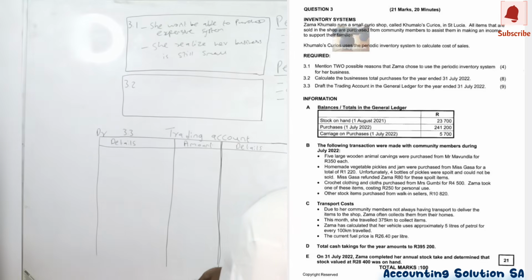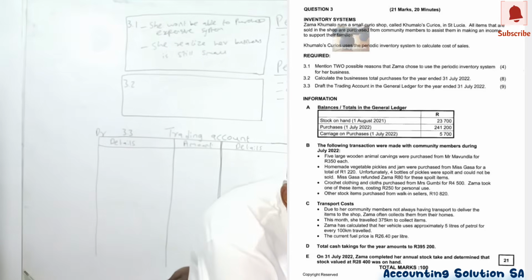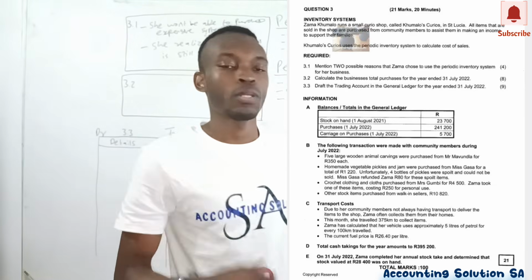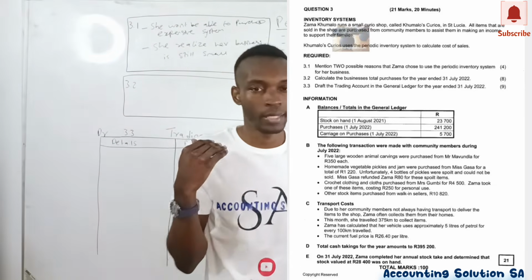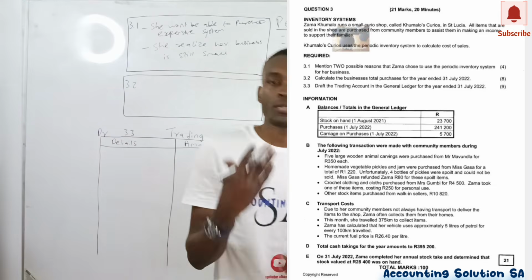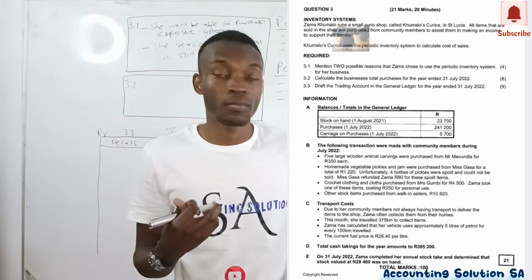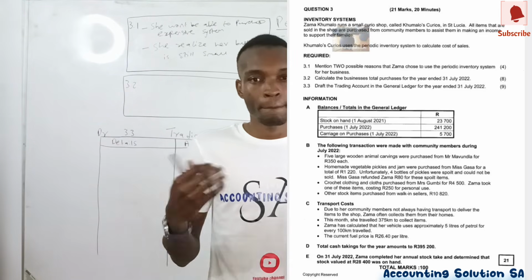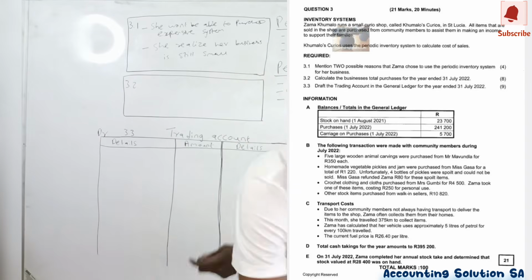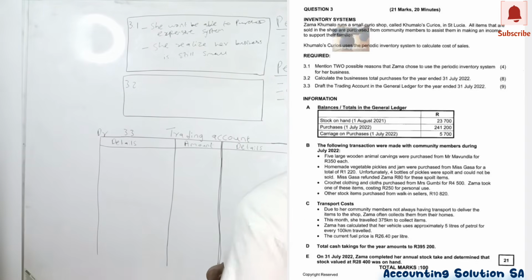3.2, they said calculate the business total purchase for the year ended 31 July 2022, and they say that it's 8 marks. Okay, so in this question, of course, they want us to calculate a total purchase. Okay, let's go to information.